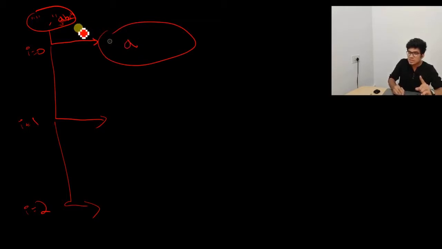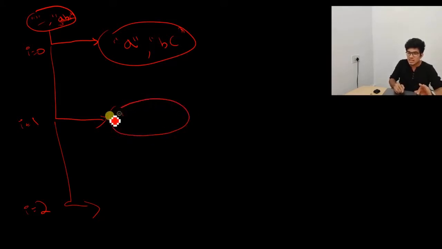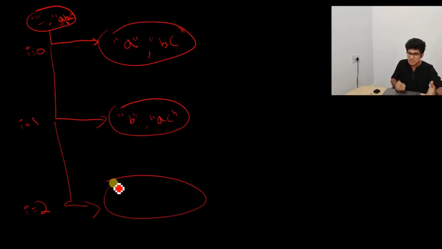And what's the previous result? Empty string plus A is string A. If you select A, you have to get the rest other than A. What is other than A? B, C. Or you can select the second character, I equal to 1, that is B, and if you select B, AC is remaining. Or you can select C, the third character. If you select C, AB is remaining.